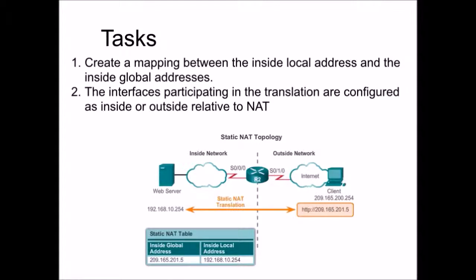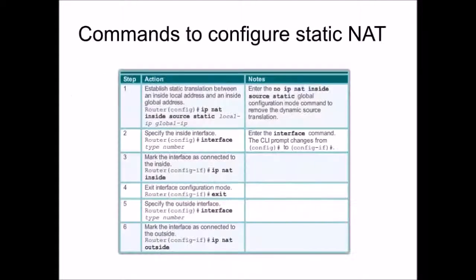There are two basic tasks when configuring static NAT translations. The first task is to create a mapping between the inside local address and the inside global address. After the mapping is configured, the interfaces participating in the translation are configured as inside or outside relative to NAT. The figure outlines the commands needed to configure a static NAT.